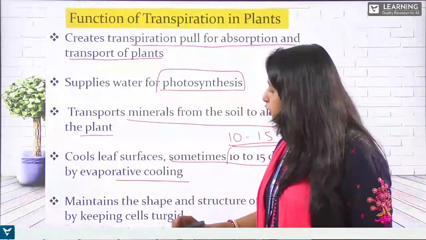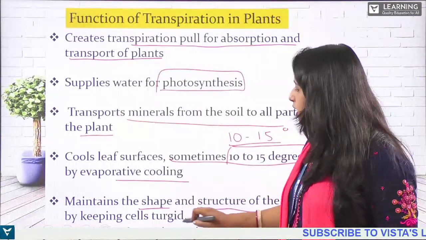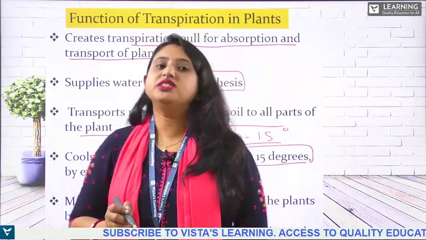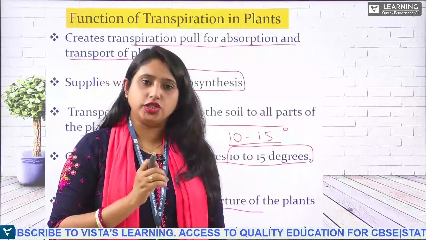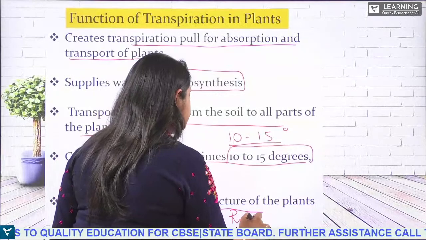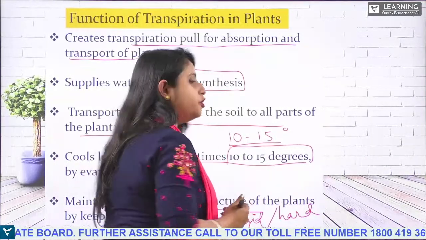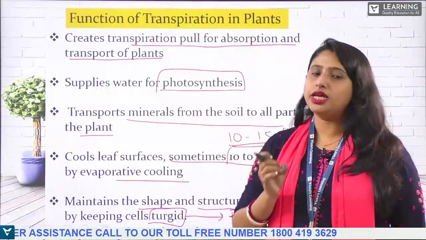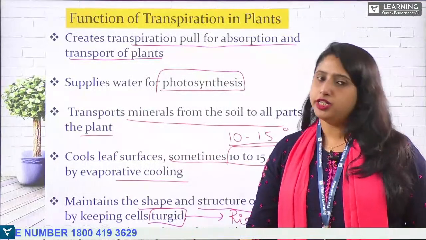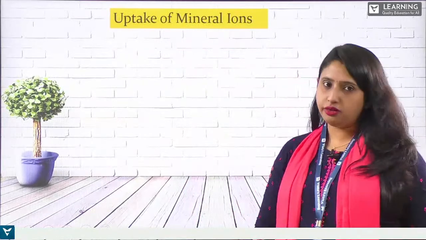Evaporative cooling maintains the shape and structure of the plants by keeping the cells turgid. Turgid means rigid, providing protection to the plant cell. Rigid means hard, that is, it is providing turgidity to the cells of the plant. These are the various functions of transpiration. Clear? Now let's move into the next topic, that is uptake of mineral ions.